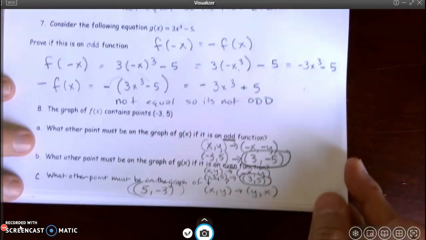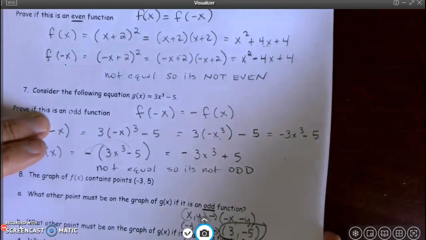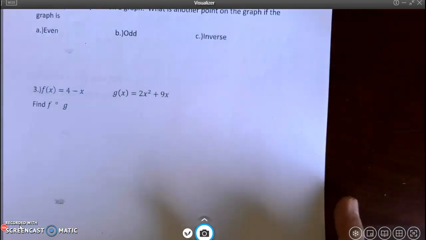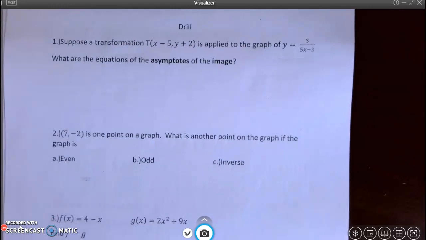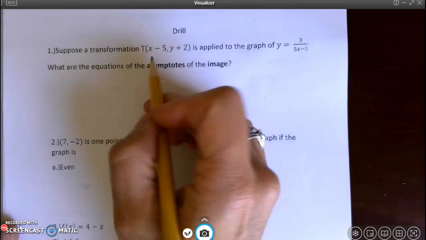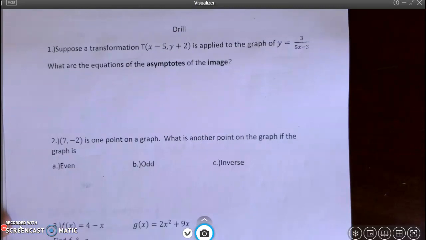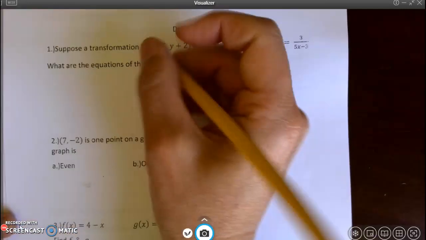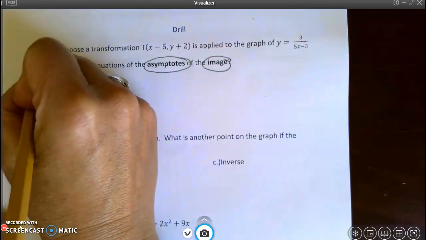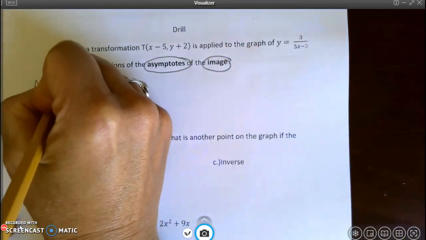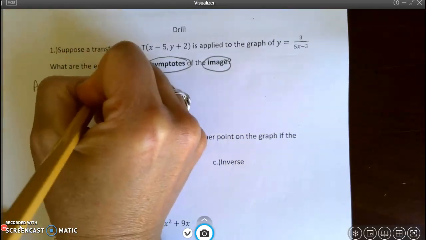Okay. All right. Next, I have another drill that we're going to look at here. Suppose a transformation, or translation, it actually looks like, because I'm not multiplying anything here, is applied to the graph of y equals 3 divided by 5x minus 3. What are the equations of the asymptotes of the image? Well, I'm going to start off with the asymptotes of the original.